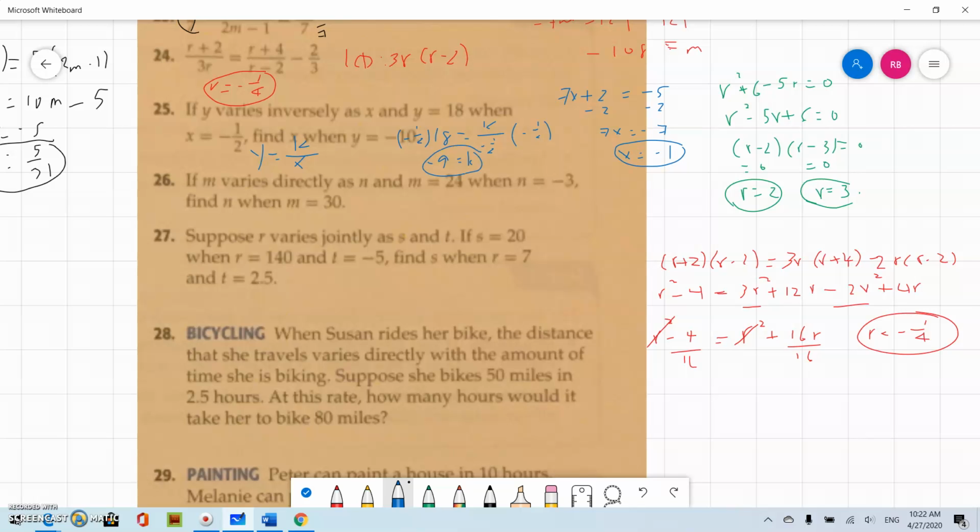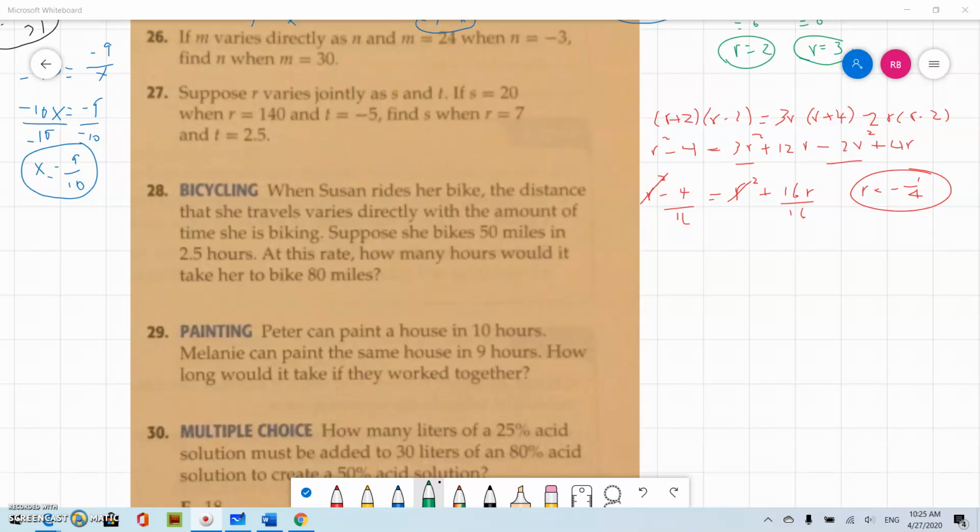And it wants you to find x when y is negative 10. So it's a little bit different because usually they want you to find y. But here I know the k is negative 9 and I want to find x. So to find x, I need to multiply both sides by x and then divide both sides by negative 10. So then x is 9 over 10.